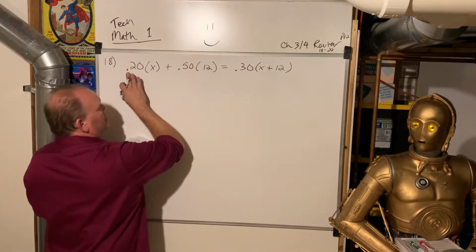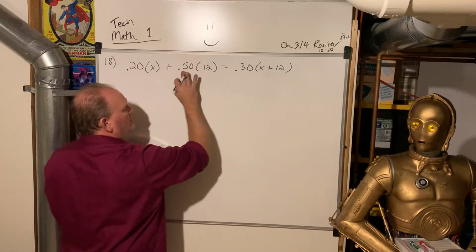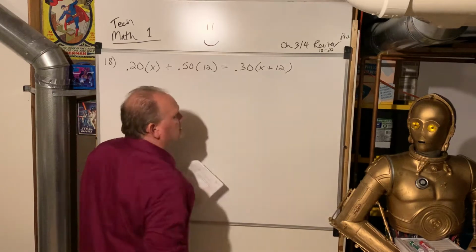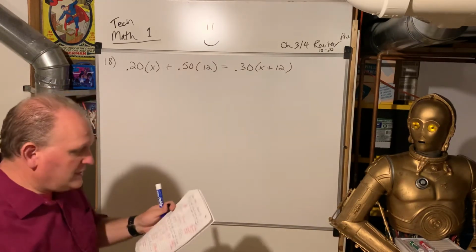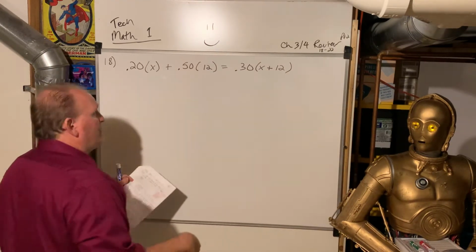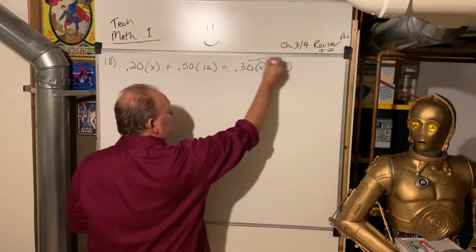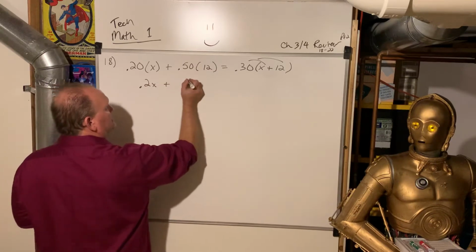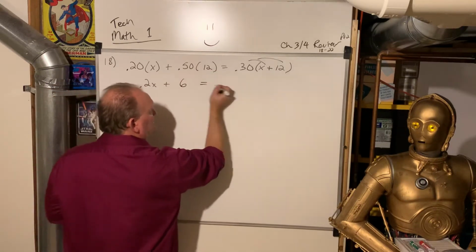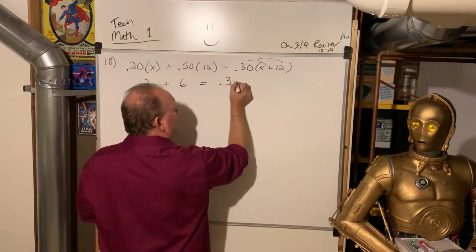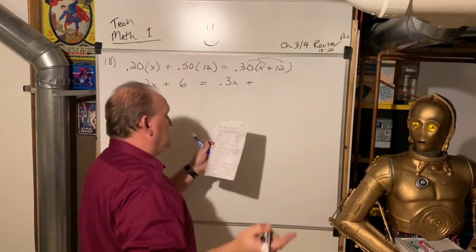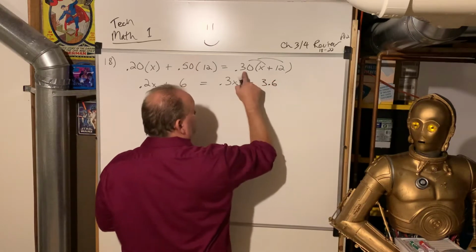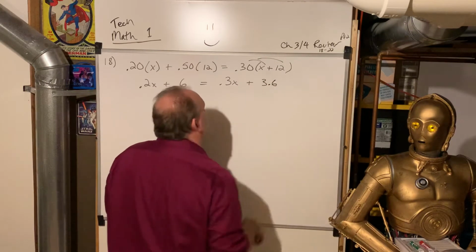Then you put in the percents: 0.2 of the unknown, 0.5 of the 12, and we want a 0.3 mixture. After you get it set up, it's just going right back to what we did on the first couple of pages of this. We do the distributive property: 0.2x plus 6, since 0.5 times 12 is 6, equals 0.3x plus 30% of 12, which is 3.6. You take 0.3 times 12 in your calculator, it's 3.6.